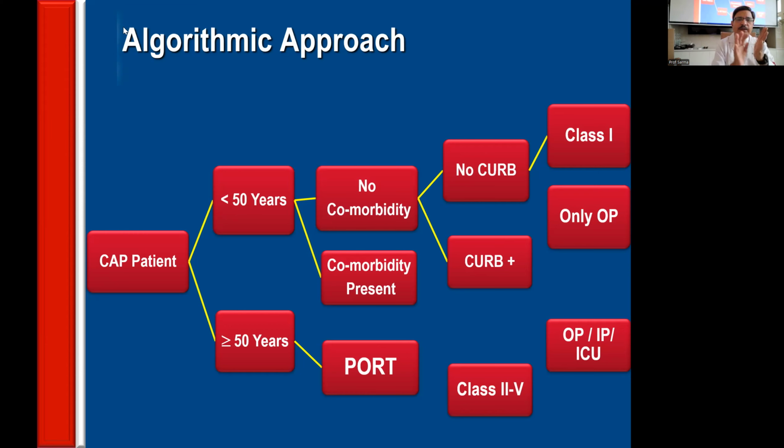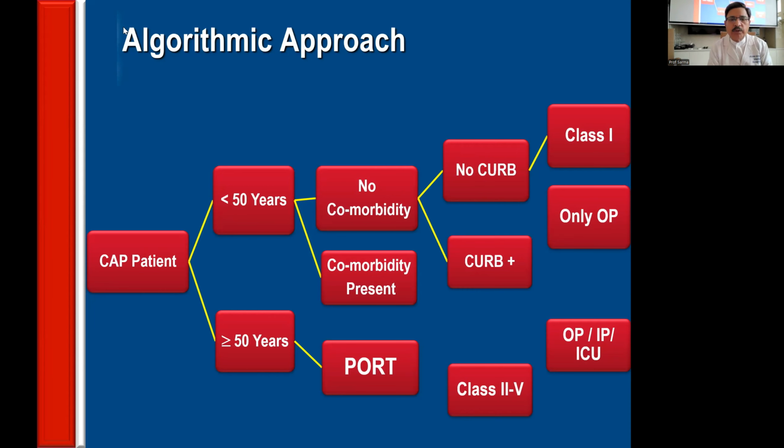If a patient doesn't have neoplasia, heart disease, lung or liver disease, cerebrovascular accident, is not obese, non-alcoholic, and not an institutionalized fellow, less than 50 years, no comorbidity, then no CURB is required, because CURB will be zero. Because comorbidity is zero, that means he is class 1 patient. He can go only in the OP. If there are comorbidities present, that is CURB at least 1 or 2 points, then we have to decide.